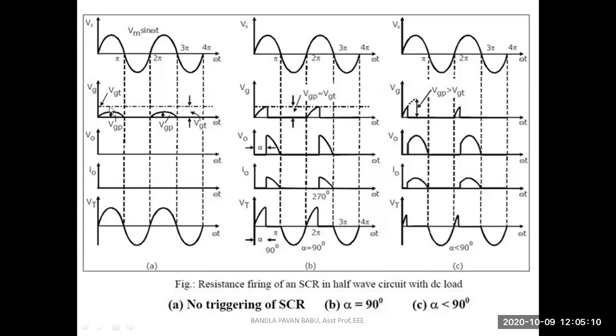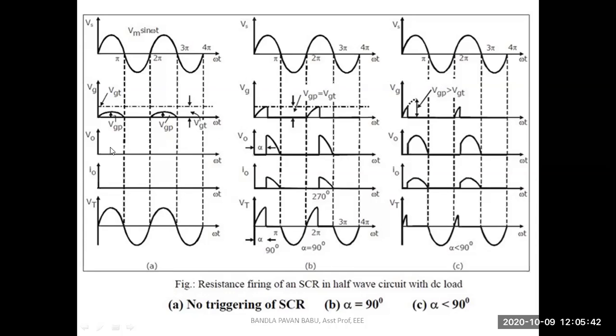Even if we start raising the gate current, the junction J2 will not disappear. Slowly the depletion layer gets reduced. After that, the anode to cathode current flows, but because of junction J2 it will be in blocking state. So there will not be any current through the switch, and obviously there is no voltage also.